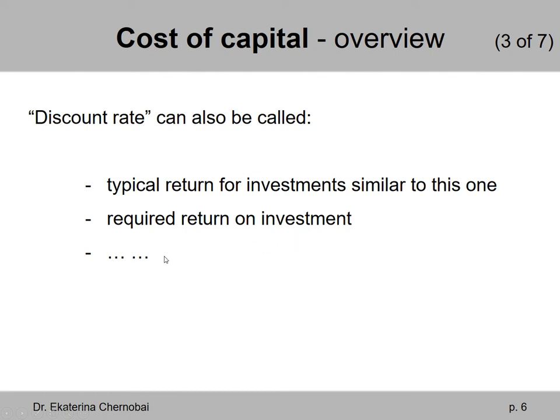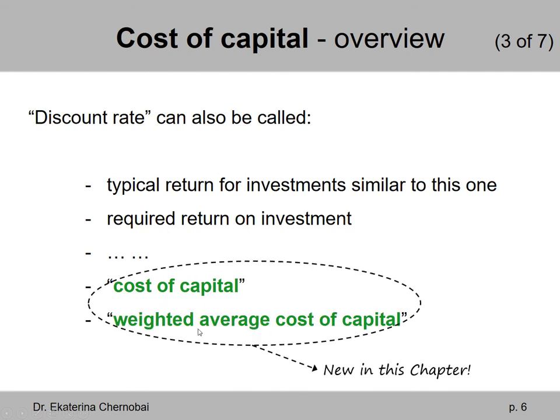Then we can also say interest rate, rate of return, growth rate, right? APR, which stands for annual percentage rate, and so on. In this chapter, we will also use a couple of additional terms: cost of capital and weighted average cost of capital. So these 2 terms will be new in this chapter.